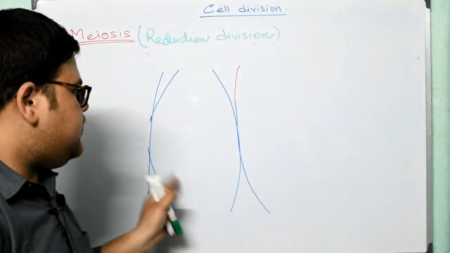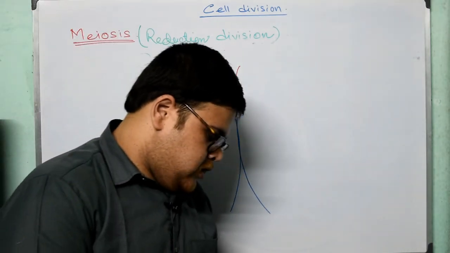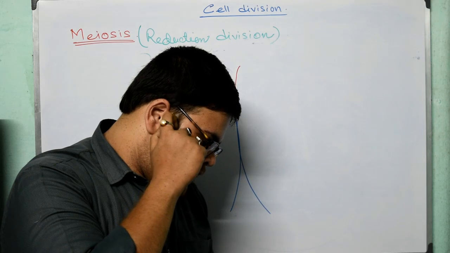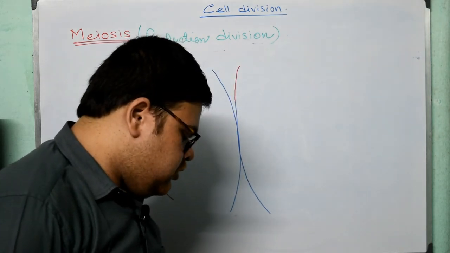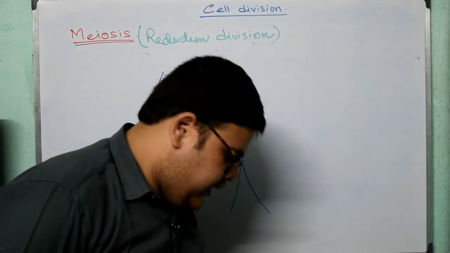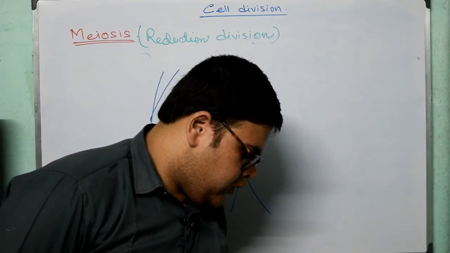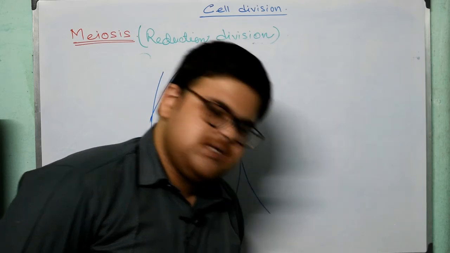And in meiosis, what happens? This crossover only takes place. So you will also find a difference given between meiosis and mitosis. You will find it on page number 18, table number 2.2, difference between mitosis and meiosis.